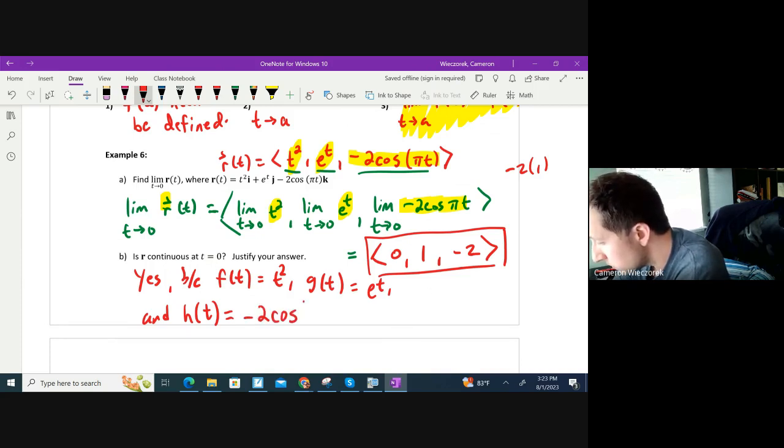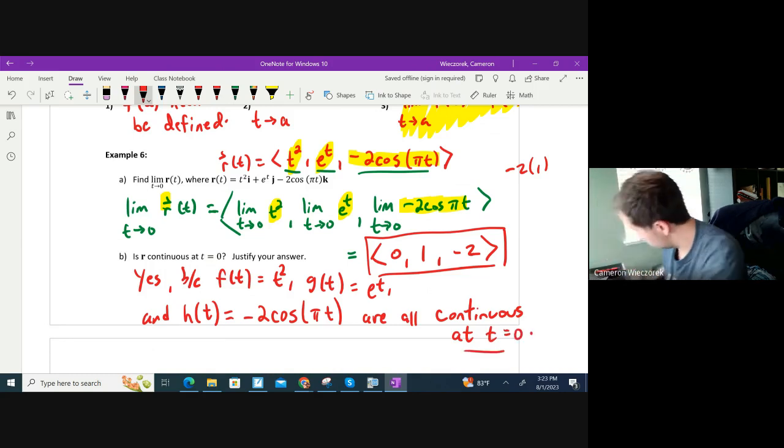h of t equals -2 cosine of pi t are all continuous. Where? At that specific point at t equals 0. These functions are actually continuous everywhere, but I'm going to specify the point in question at t equals 0. Okay.